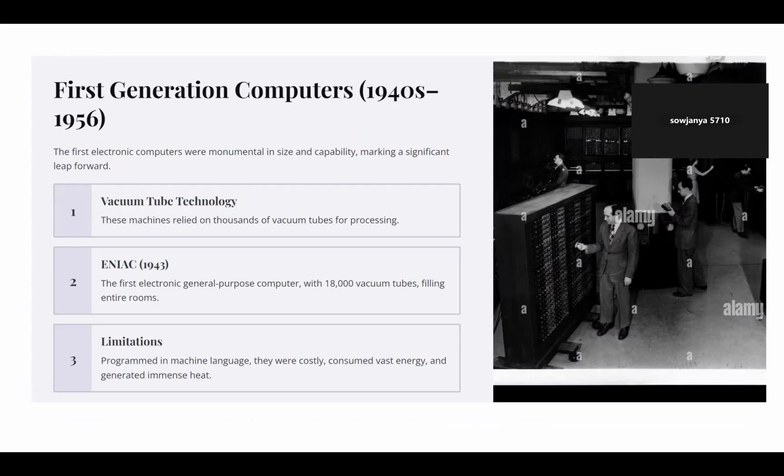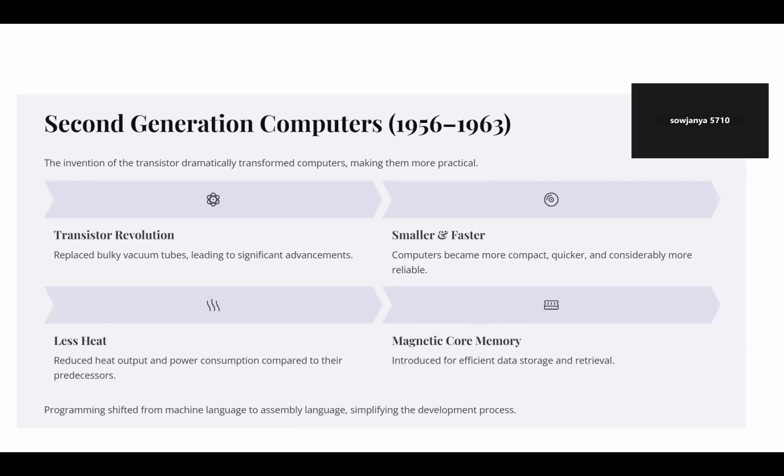Next, first generation computers. If you observe, they occupied a room, right? They were built with vacuum tube technology. These machines relied on thousands of vacuum tubes for processing. And ENIAC, which we already discussed, in 1943 was a general purpose computer with 18,000 vacuum tubes. So what is the limitation? It used machine language, was very costly, consumed vast energy, and generated immense heat. These are the disadvantages of ENIAC, which had 18,000 vacuum tubes.